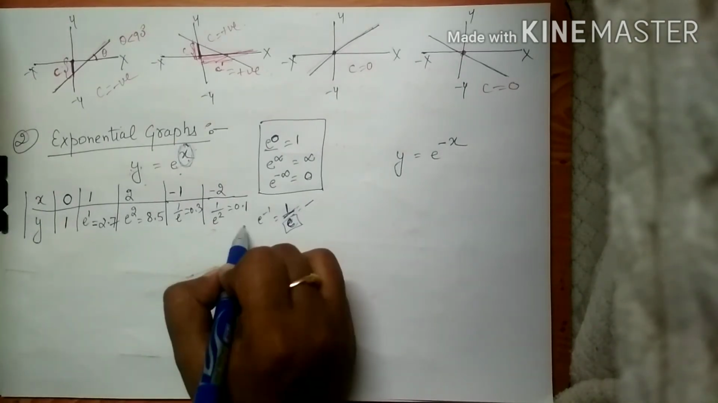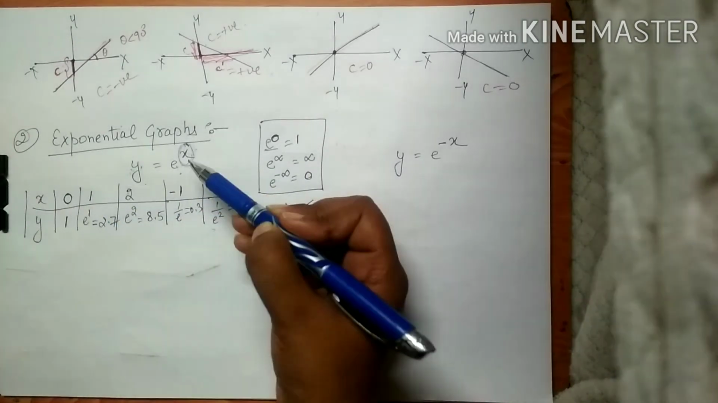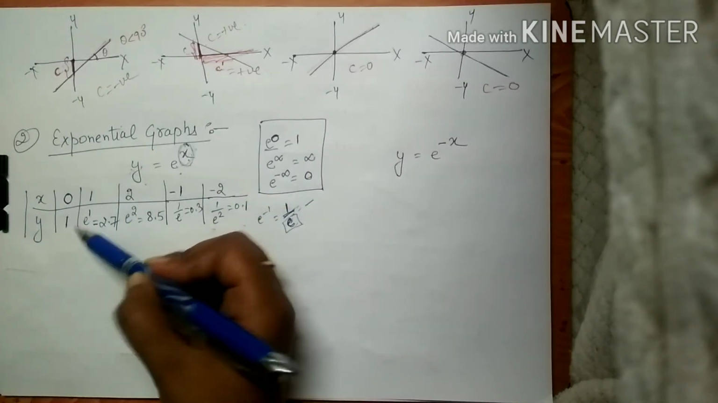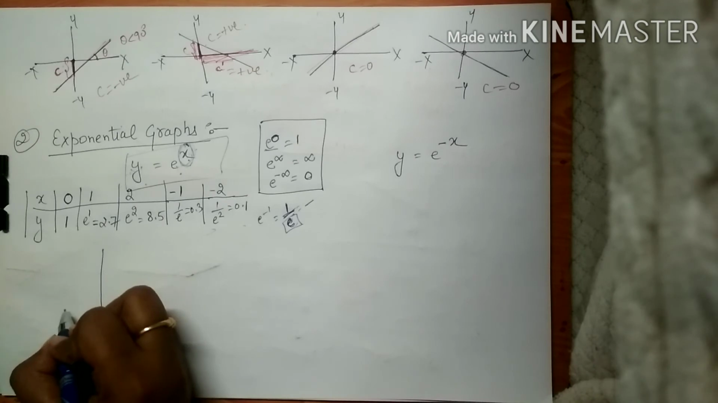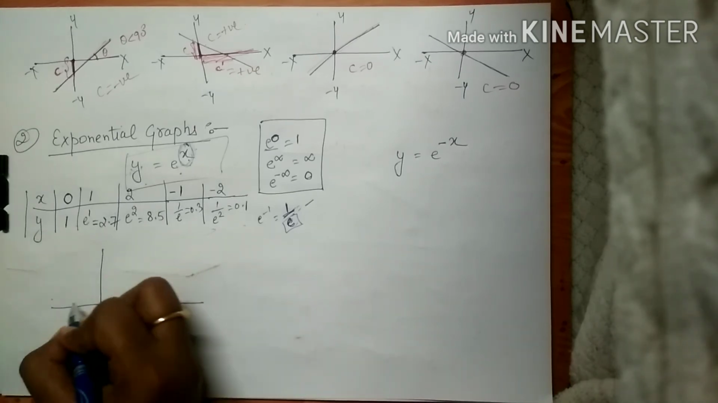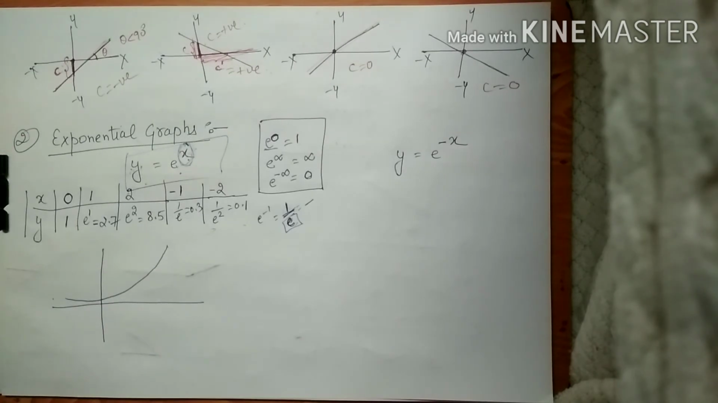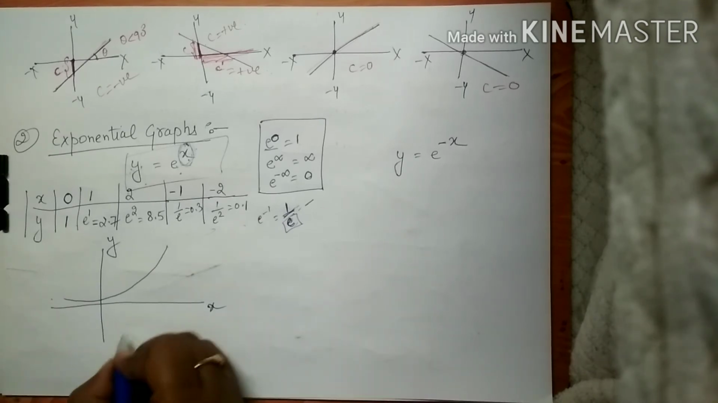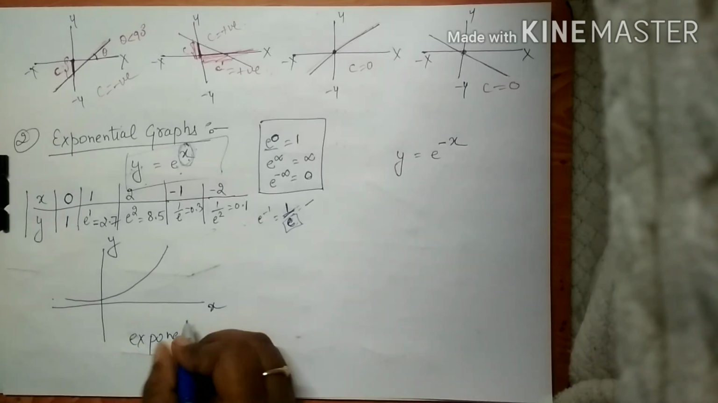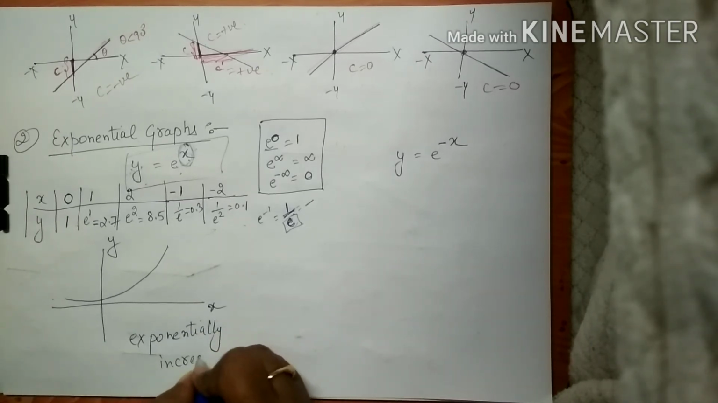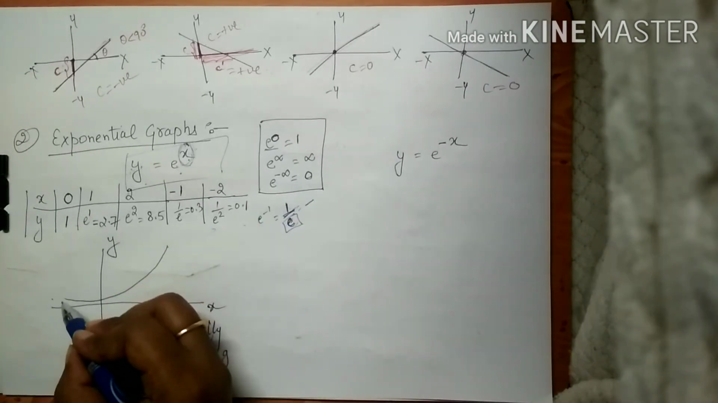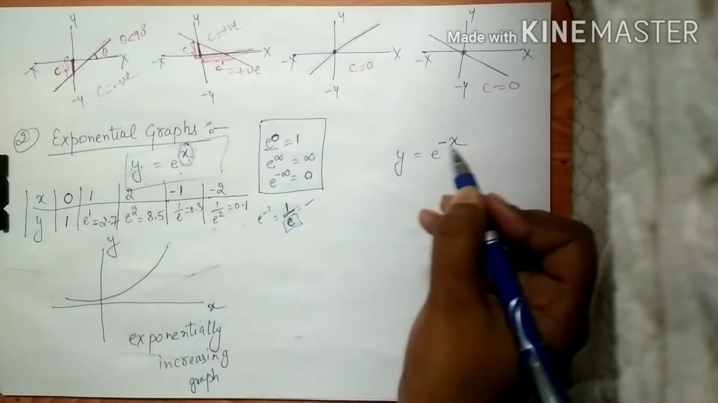Now this is all about the calculation part, where you first put the value of x here and then calculate the value of y from this equation. Now after the calculation, if you plot a graph, you will get a graph like this. This will be your x-axis and this will be your y-axis, and this type of graph is called an exponentially increasing graph. There is an increase in the graph, and that is exponential increase.